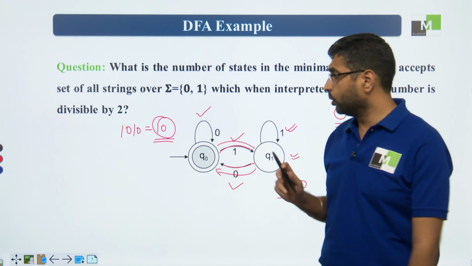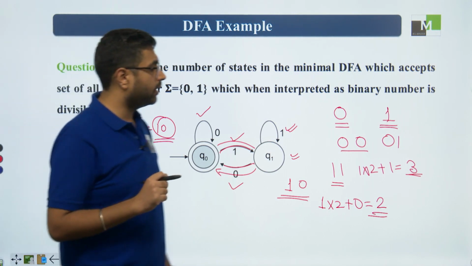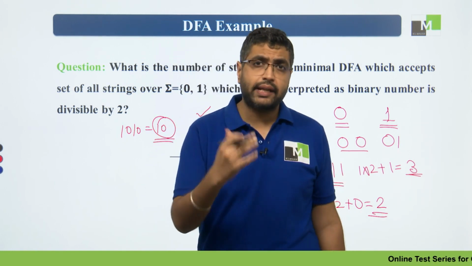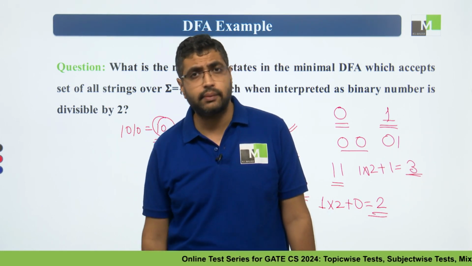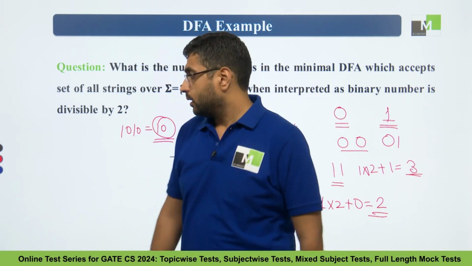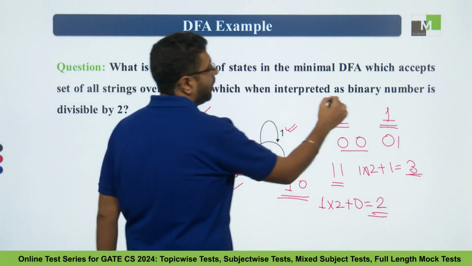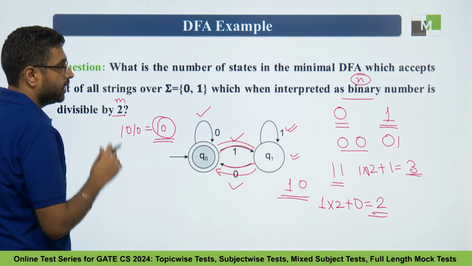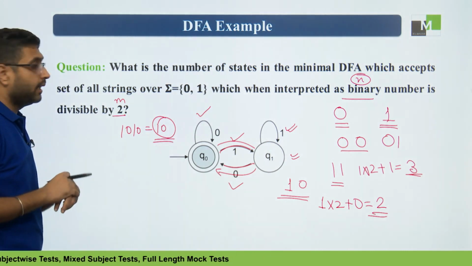Now let us see one more thing. There is a simpler way of making such DFAs, and I generally tell my students that this is the direct transition function approach. You can directly make the transition function for any such type of question. For example, if you have an n-ary number system and you are dividing by m, let me do it for the binary number system and divisibility by 2, and then I will extend it to any n-ary number system and divisibility by m.